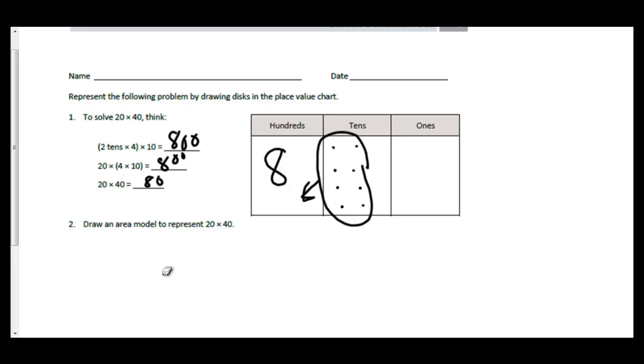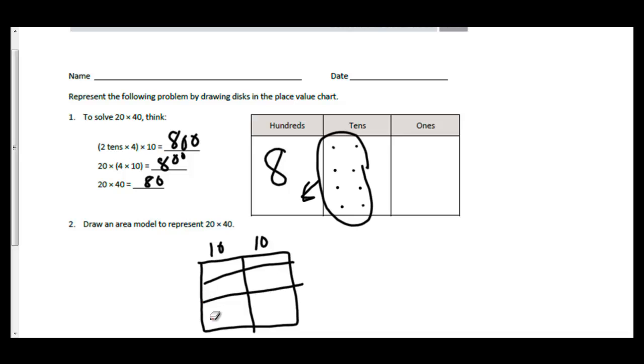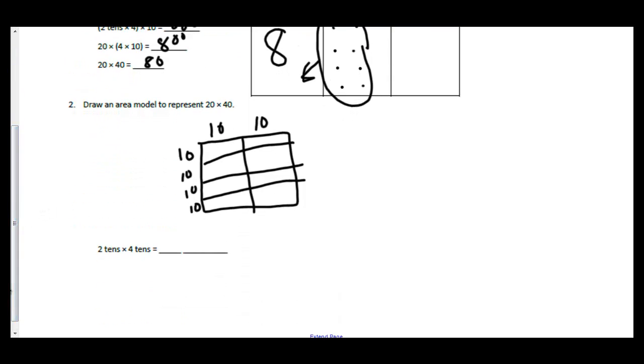Now it says draw an area model to represent 20 times 40. So in our area model, here's 20, and 40. 20 times 40 gives us 8 hundreds. 2 tens times 4 tens equals 8 hundreds.